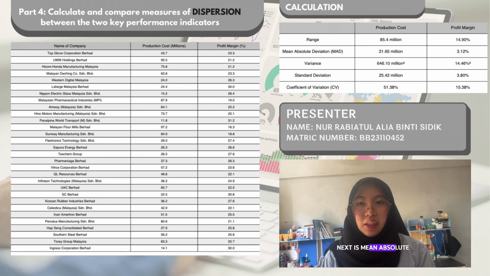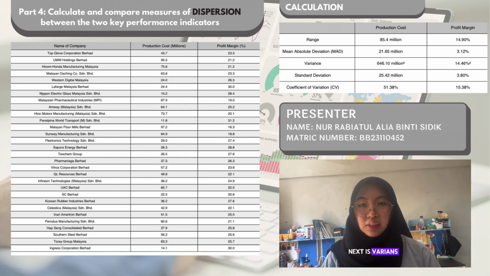Next is mean absolute deviation, MAD. The MAD for production costs is 21.65 million, reflecting diverse cost structure caused by factors like labor, material, and efficiency. On the other hand, the MAD for profit margin is just 3.12%, showing tighter control over profit rates. It means production costs are unpredictable but profit margins are well controlled.